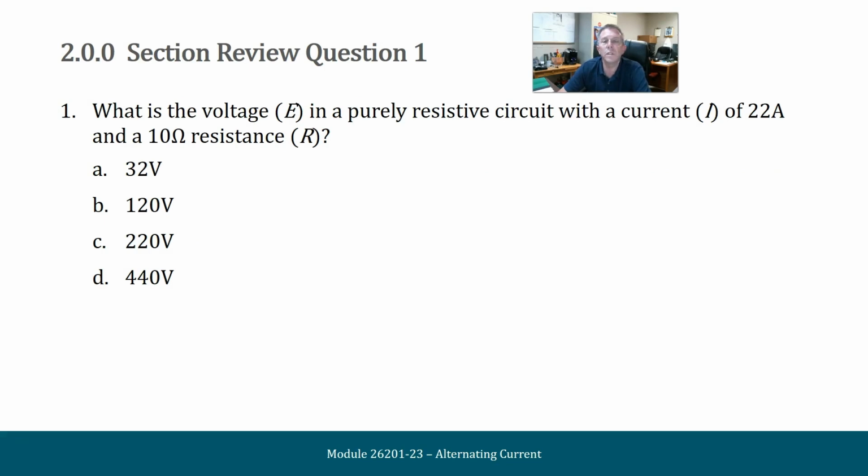It says, what is the voltage in a purely resistive circuit with a current of 22 amps and a 10 ohm resistance? If I want to know E, cover E, I times R. I is 22, R is 10, 220 volts.